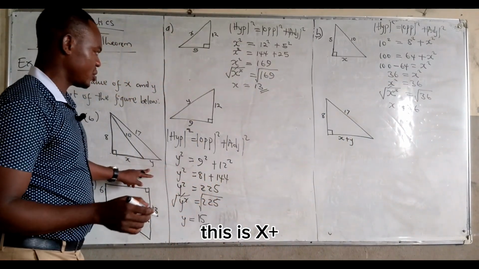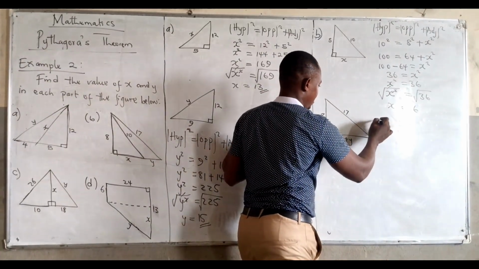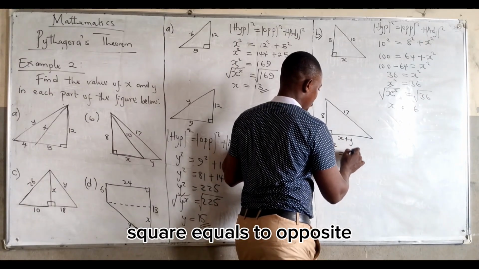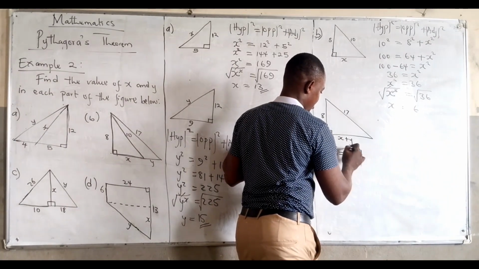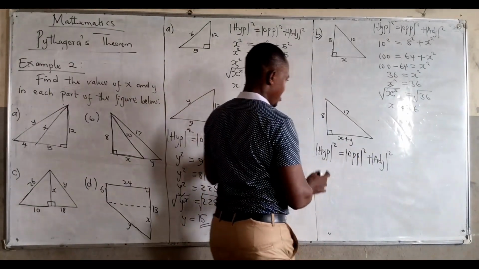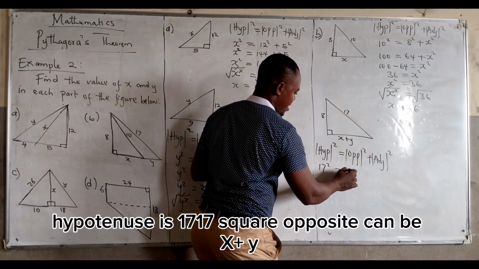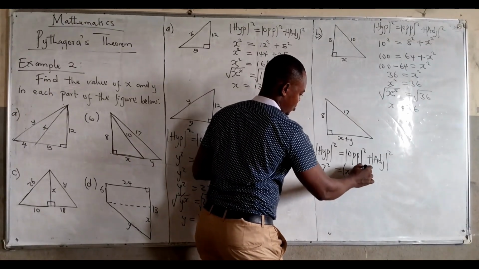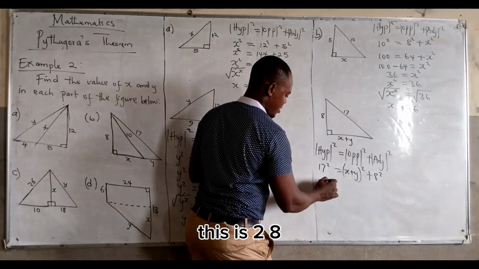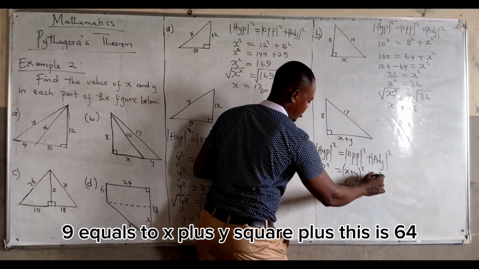So we now have, we apply Pythagoras. Hypotenuse square is equal to opposite square plus adjacent square. Hypotenuse is 17, 17 square. Opposite can be x plus y squared plus adjacent 8 square. This is 289 is equal to x plus y square plus this is 64.